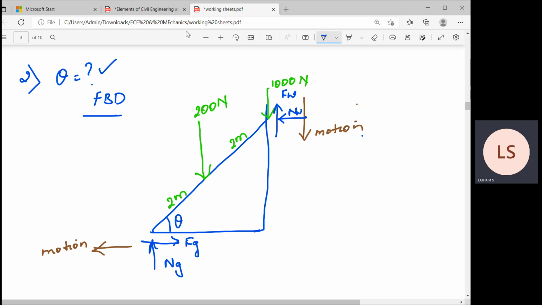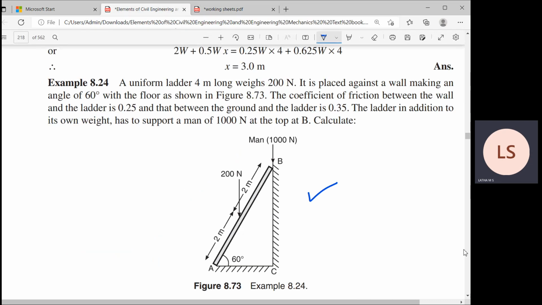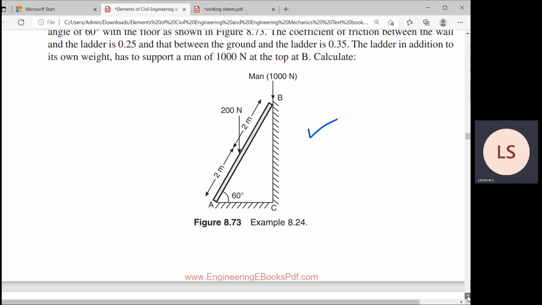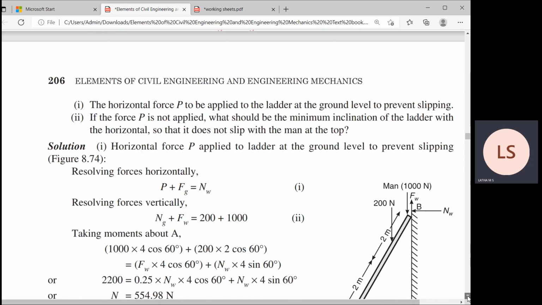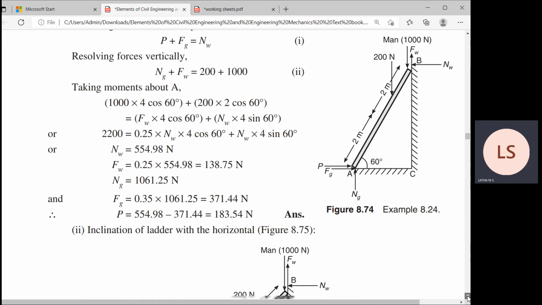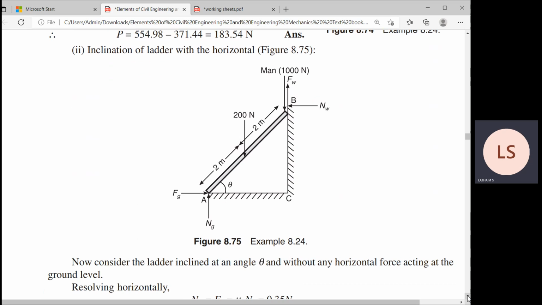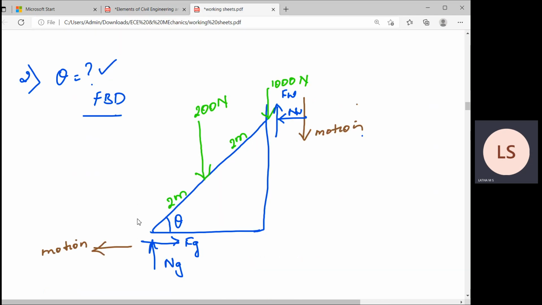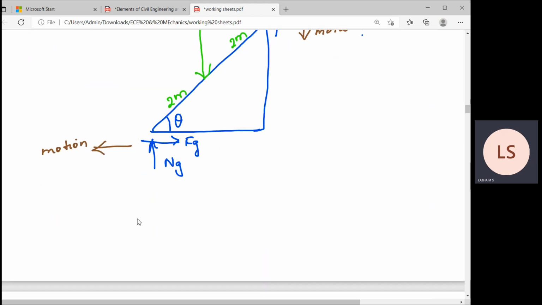Now I have to calculate theta. Theta is the unknown quantity we have to calculate, that is, the angle required to avoid the slip of the ladder if the person continues to stand. Okay, if the person continues to stand. So again, we have to write the equations of equilibrium.